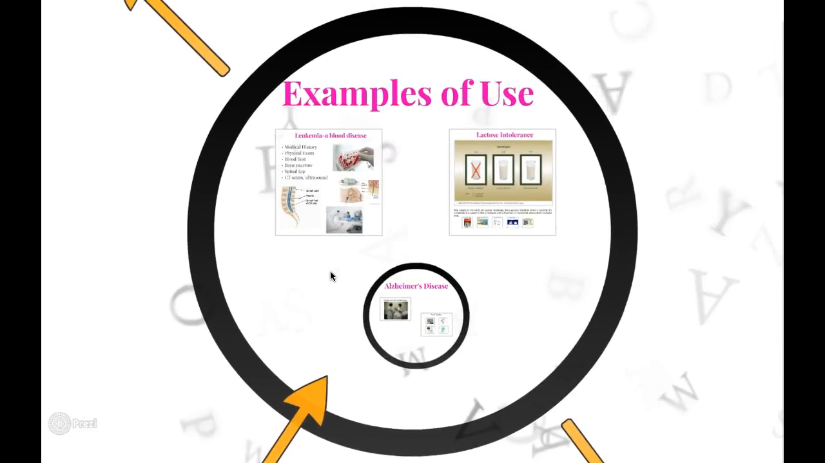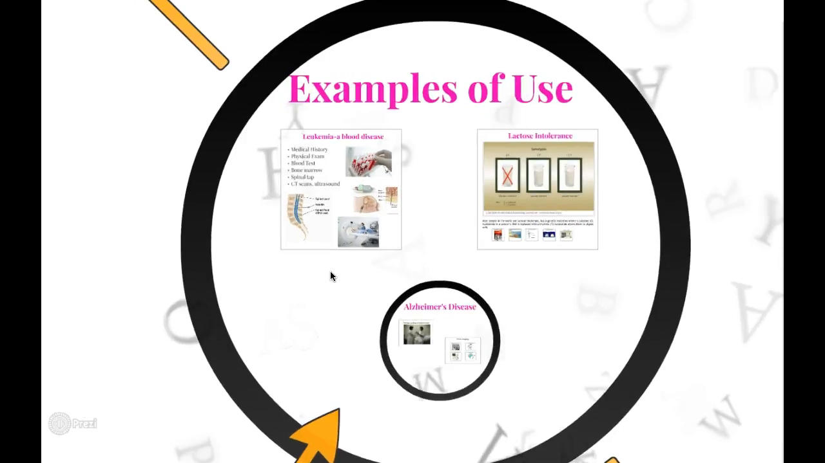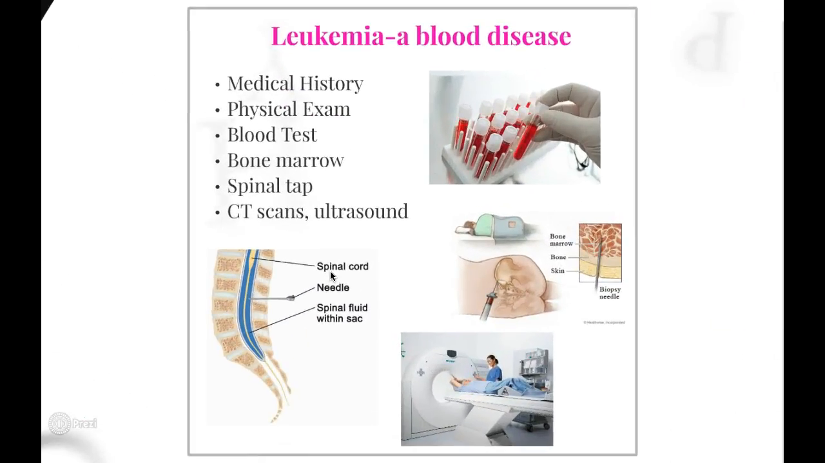So now I'm going to talk about some examples of use of diagnostic tests in some conditions. First, leukemia, a blood disease, and there are many diagnostic tests for this disease. First, the doctor will ask about medical history and conduct a physical exam. During the exam, the doctor will check for signs of disease, such as lumps, swelling in the lymph nodes, spleen, and liver, or anything else that seems unusual.